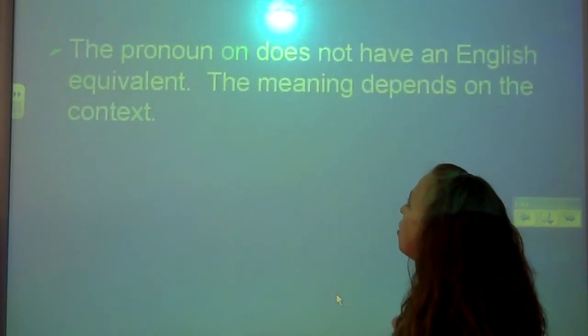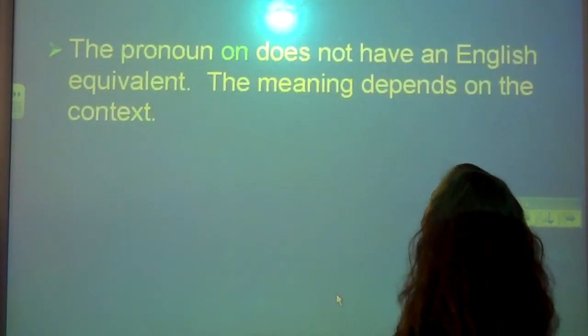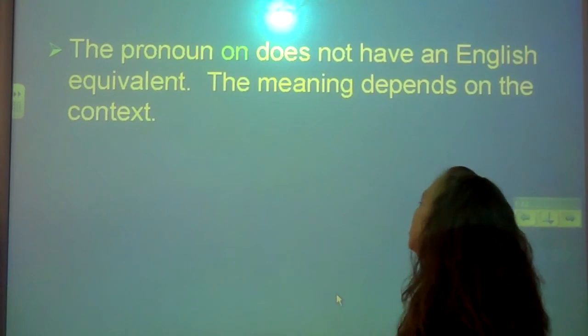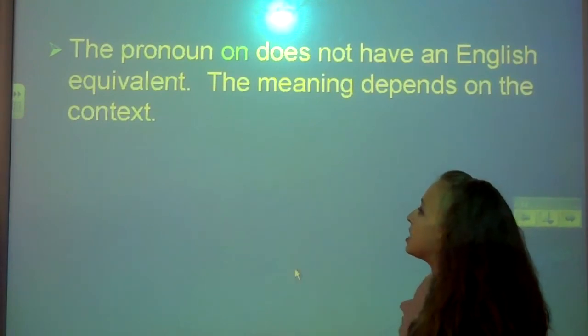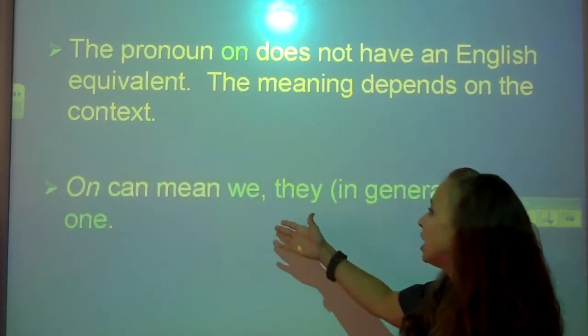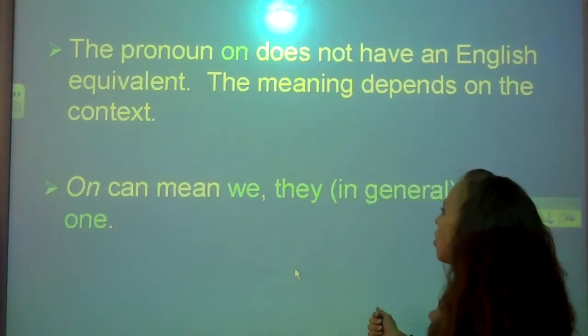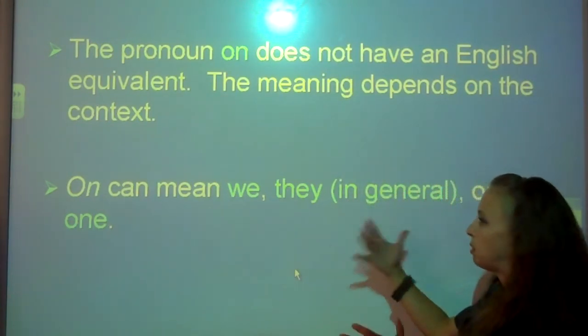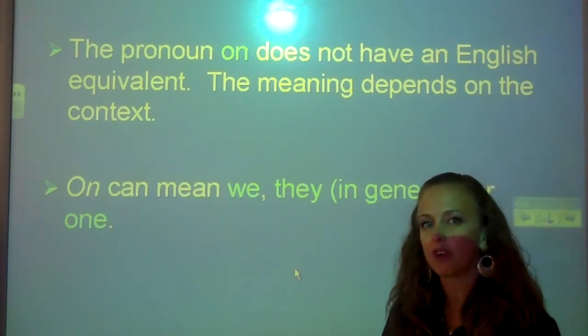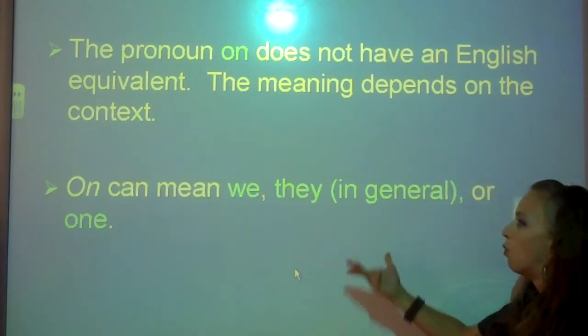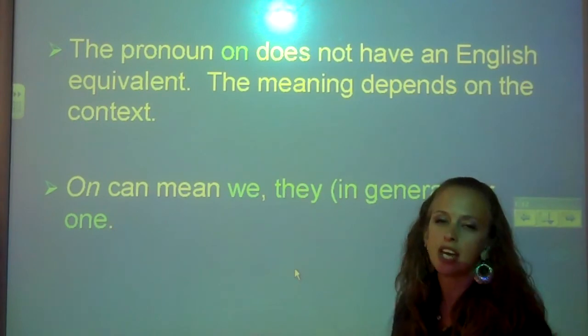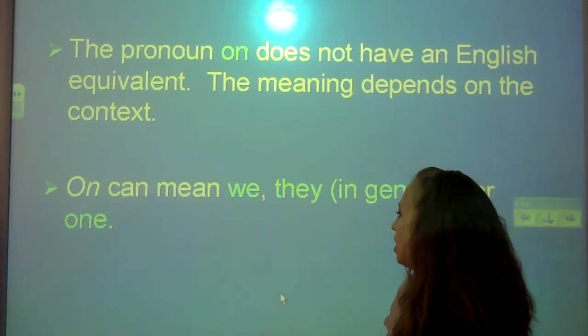Alright. Also, the pronoun on doesn't really have an English equivalent. The meaning depends on the context. On can mean we, like in let's go to the movies. Or they, people in general, like people in France speak French, or just one, like we use very formally in like research papers and that kind of thing.